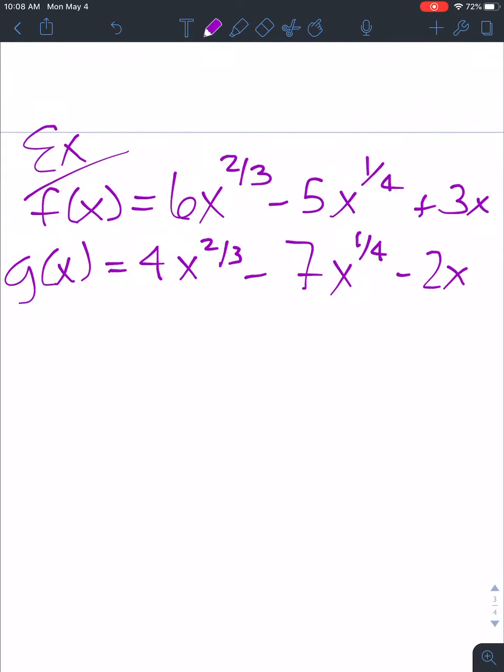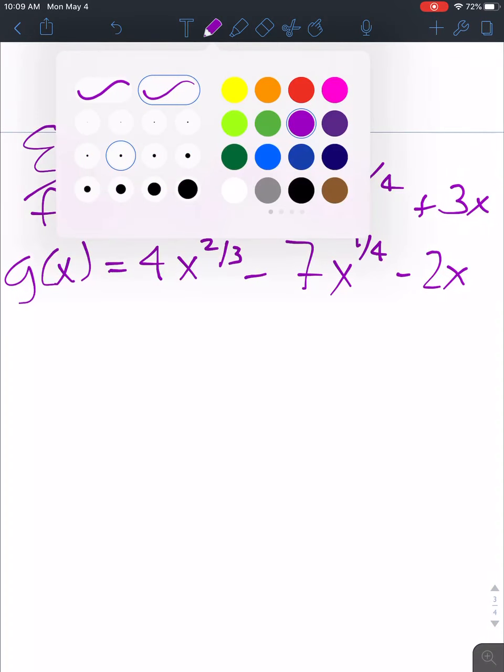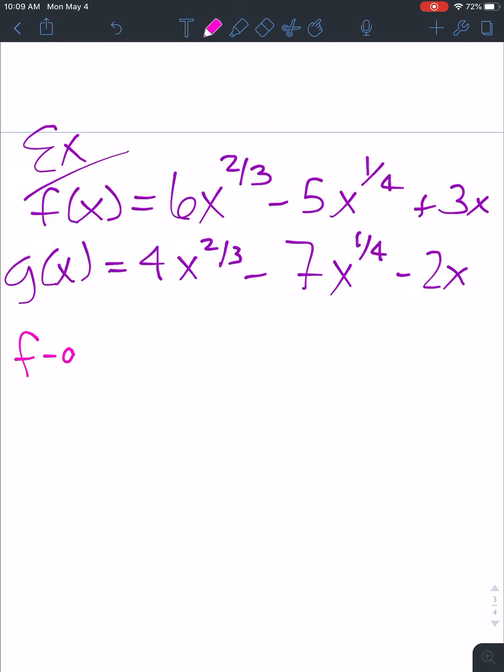If we were adding these, we could just combine like terms, and in fact we could add straight down. 4 plus 6 is 10, so that would be 10x to the 2/3. Negative 5 and negative 7 is negative 12x to the 1/4. And 3 minus 2 is just 1x. So we could add those, but I'm going to walk you through how to subtract them, because when you're doing f minus g with three terms, you have to remember to distribute the negative.